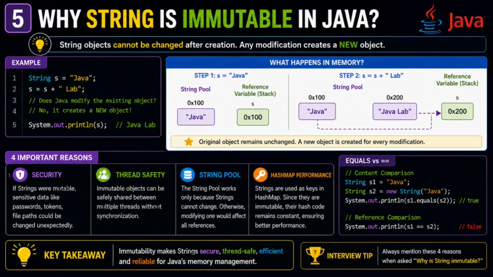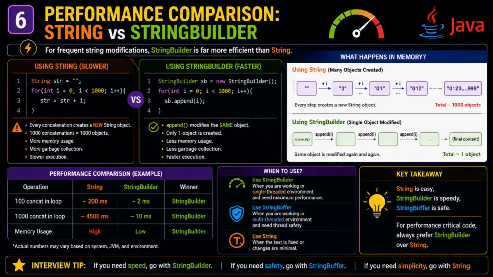These 4 reasons are worth remembering because they appear frequently in interviews. Now let's talk about performance. Suppose we build a string inside a loop. Every concatenation creates a brand new string object. If this happens hundreds or thousands of times, Java ends up creating a huge number of temporary objects. That means more memory usage, more garbage collection, slower execution.